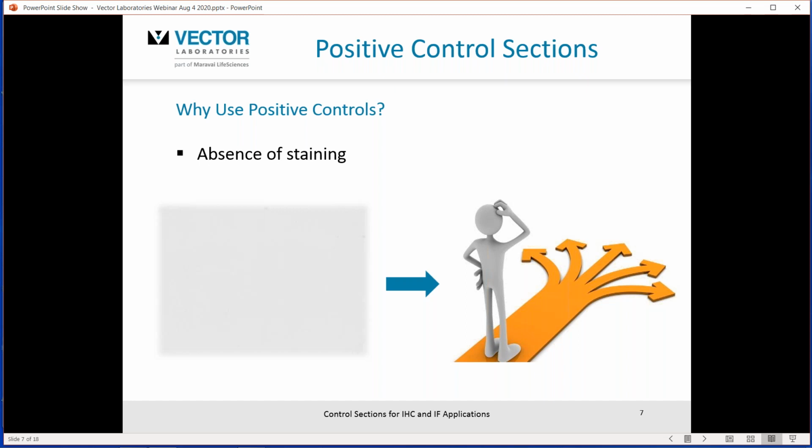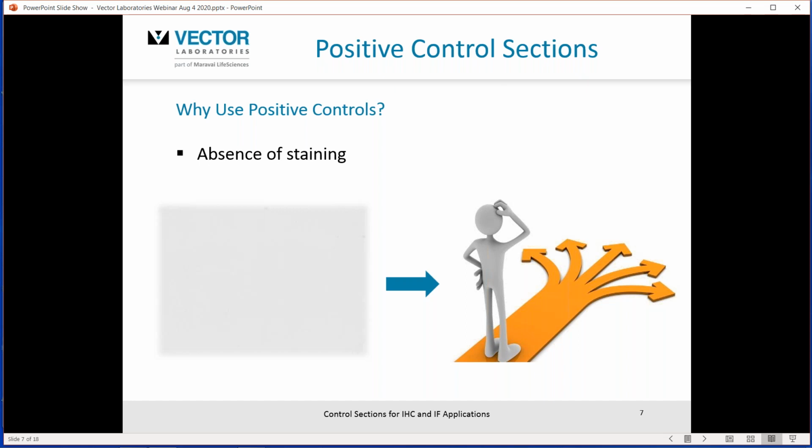Another key reason for running a positive control is in the circumstance where you may obtain no staining or complete absence of staining. As I've shown here, you might end up scratching your head saying, gee whiz, what's gone wrong? And indeed, I've fielded inquiries like this from investigators saying, I've had some great staining the last couple of months, everything's been going great. And this last week, I've got nothing, not even background staining, no trace staining.